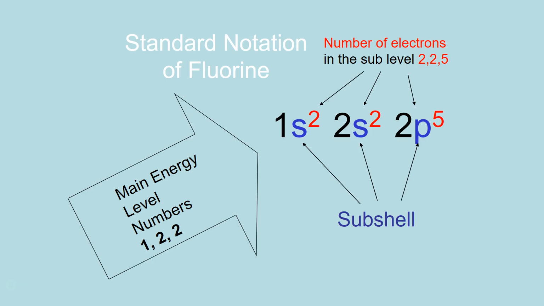The electron configuration, known as the standard notation, for fluorine is 1s2, 2s2, 2p5. You can once again see we have our energy level numbers in front. We then have our subshell letter, and then the number of electrons is going to be that last one. I really highly recommend in your notes that you put all of these labels onto that standard notation of fluorine.